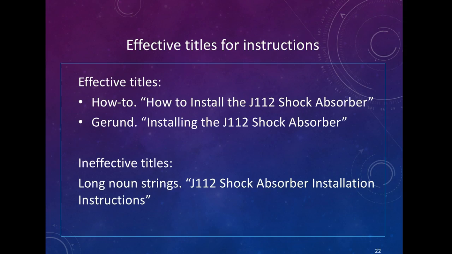Ineffective titles are long noun strings that don't really tell you a lot, like J112 shock absorber installation instructions. That's wordy, and it's just clearer to say how to or installing. Those are much clearer titles, and tell you exactly what information you're going to find in that document.